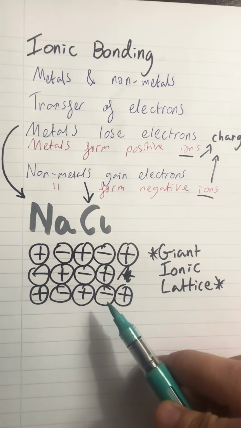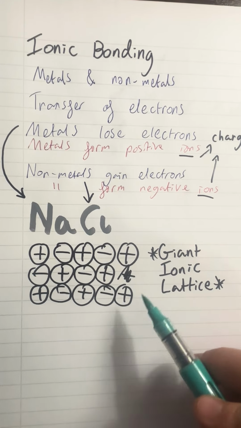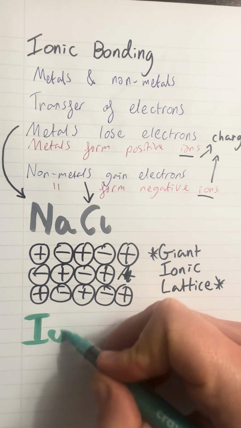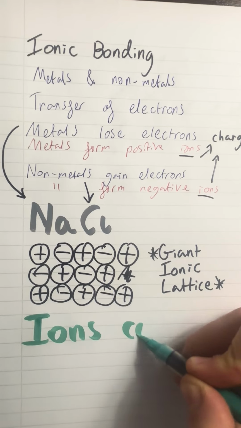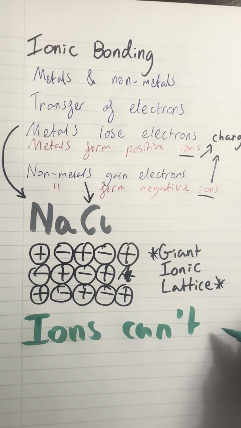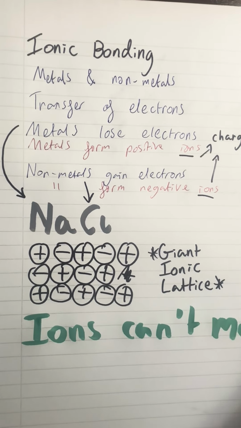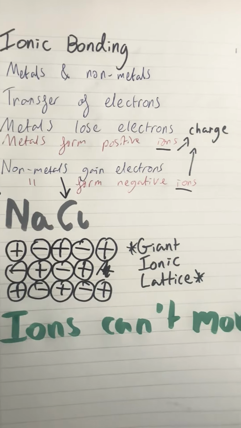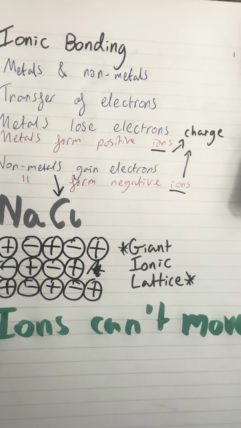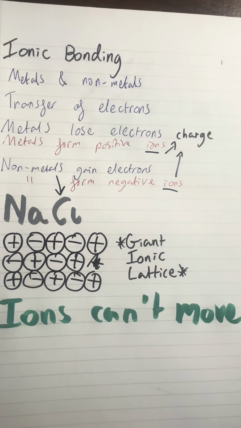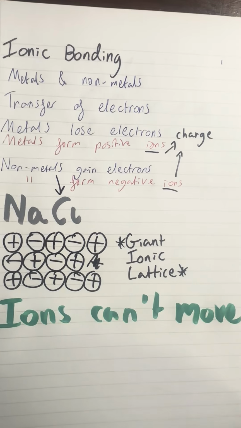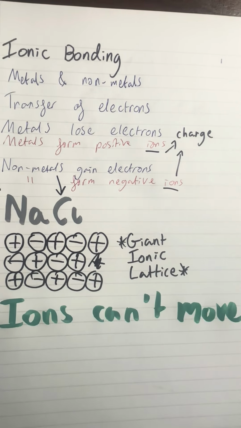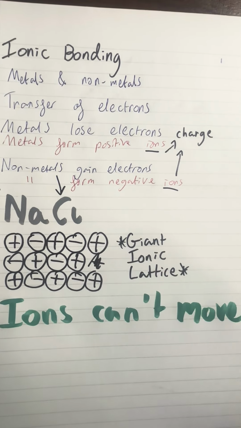In an ionic compound, in a giant ionic lattice, these ions can't move. Okay, that's really, really important. Those ions cannot move. Because the ions cannot move, an ionic compound, when it's solid, can't conduct electricity.